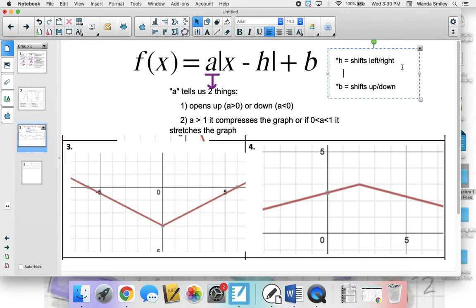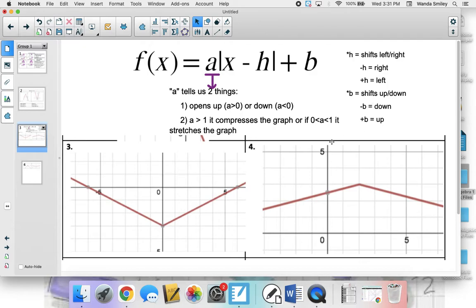Just in case you need that, negative H equals right. Positive H equals left. Negative B equals down. Positive B equals up. Okay? So those are the things we're looking at. And then tomorrow we'll talk about the vertex. I mentioned that briefly during second period, but we'll talk about that more even.